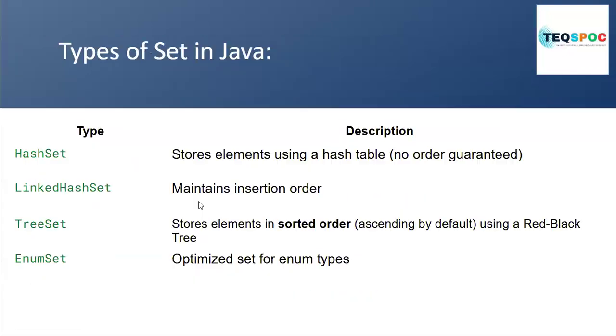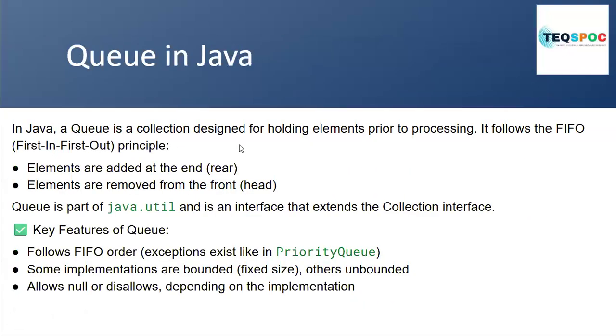Queue basically follows the FIFO approach, first in, first out principle. Elements will be added at the rear end, and elements will be removed from the front. Queue is a part of java.util, and it is an interface that extends the collection interface. The element that goes in first will also be the first one removed. Some queues are bounded by a fixed size and others are unbounded, allowing or disallowing null depending upon the implementation.